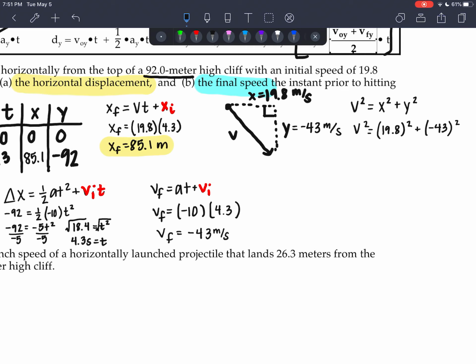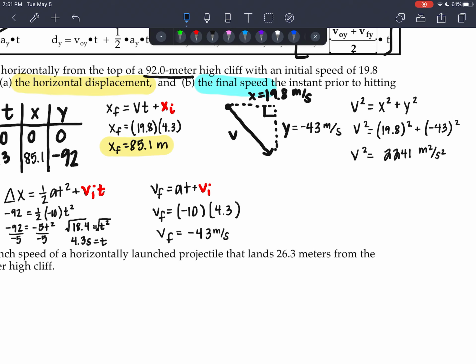So I can plug this in my calculator, 19.8 squared plus negative 43 squared, and I end up getting a very large number. So v squared equals 2,241. And this is a squared value rather. Sorry, I shouldn't have put my units there. It's meters squared per second squared.